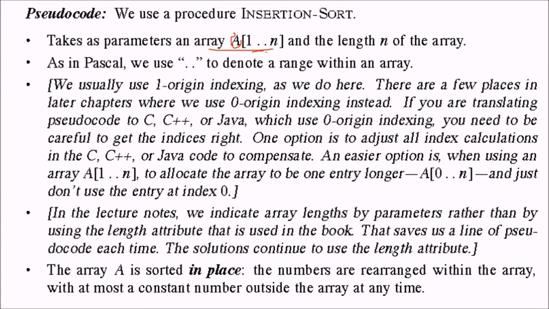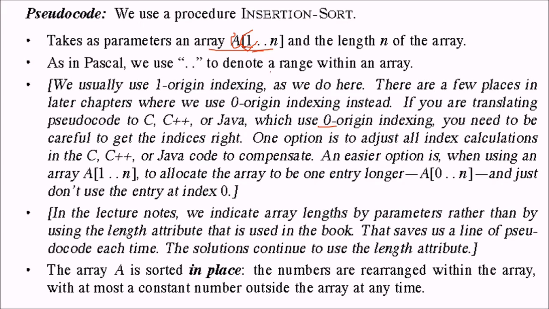We designate this one as the origin indexing, and we'll use 0 also somewhere, because when we want to try it in C, C++, and Java, most languages use 0 as the origin for arrays. So you have to be very careful while you use these indices, because in programming languages it will start from 0 only. And there's one more option: to adjust all index calculations in the C, C++ or Java code to compensate, to convert it into the programming language.